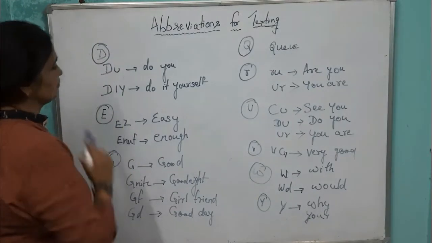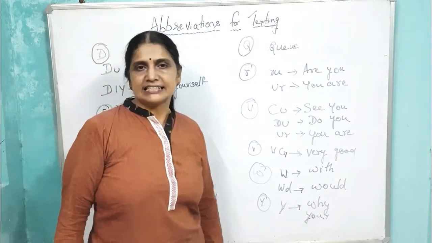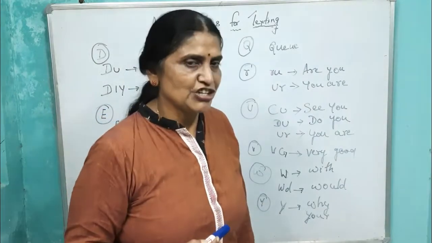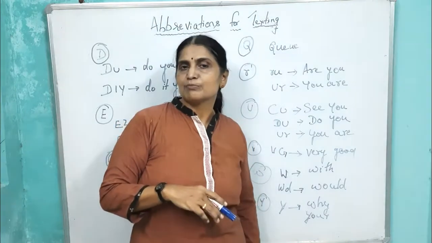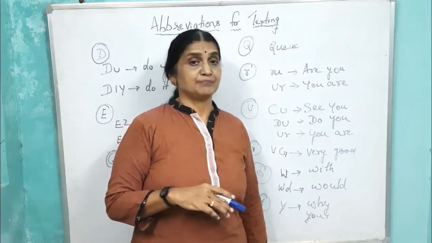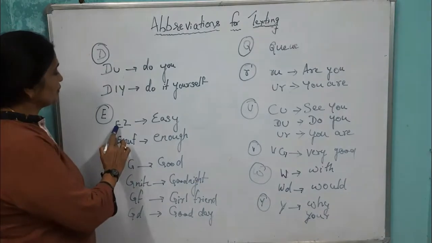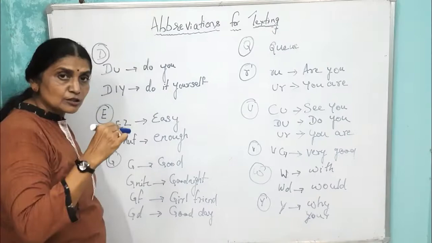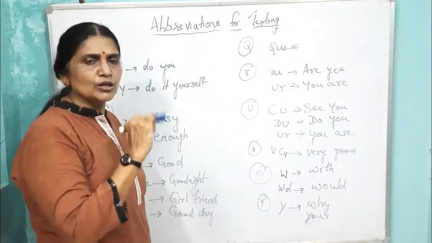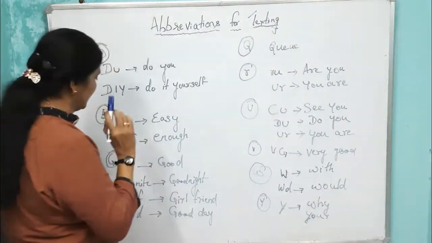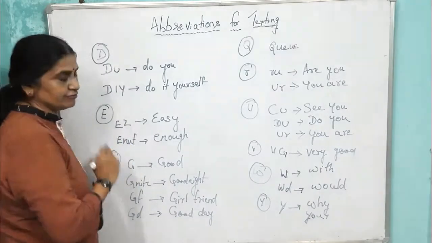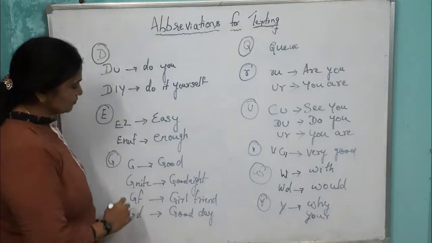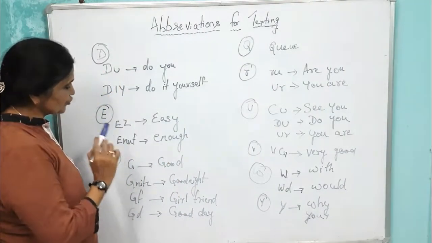Next, EZ. Z is the British pronunciation, but Americans pronounce it as Z. So that's how we write EZ, for easy. Suppose you wanted to write the word easy, you can just put EZ. Okay. Next, ENUF. It's very simple to guess. Enough. Okay. And now we'll go with the letter G.